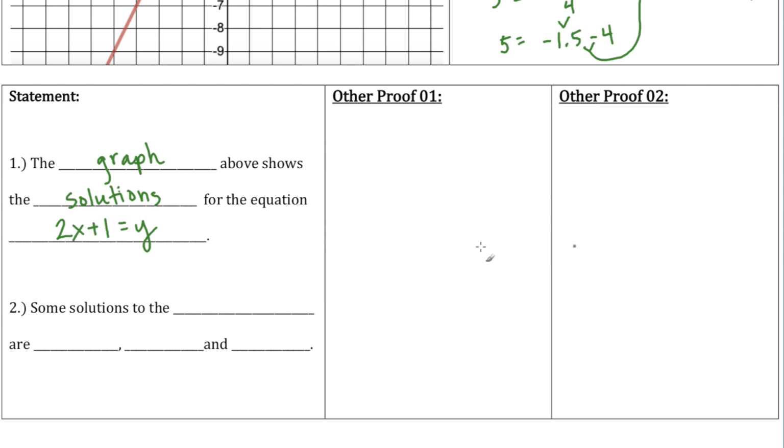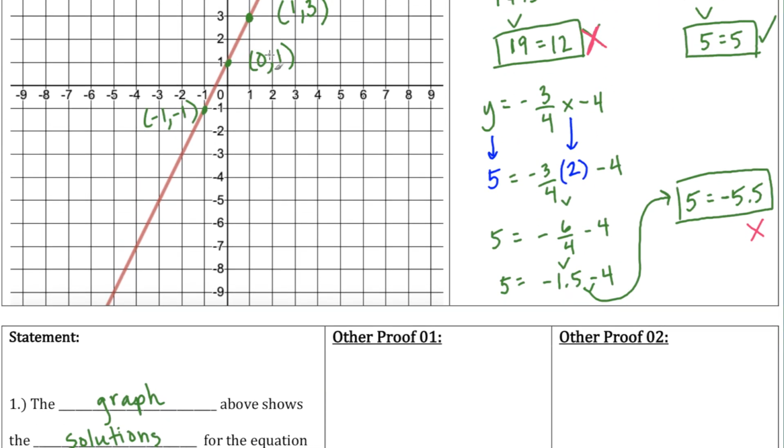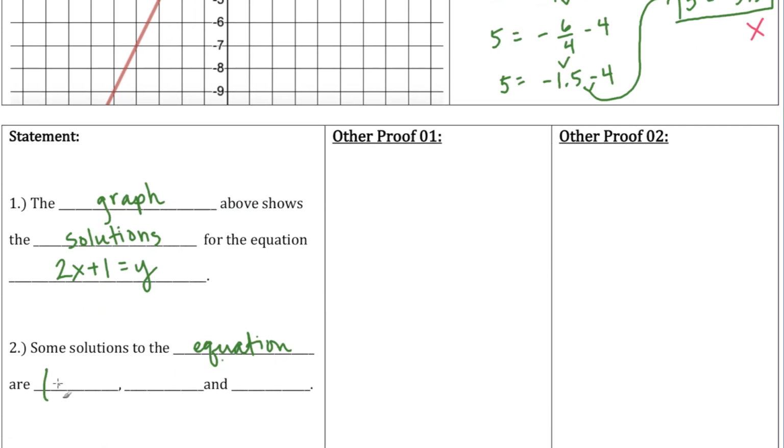So some additional solutions to this equation will also be these ones. So (-1, -1), (0, 1), and (1, 3).